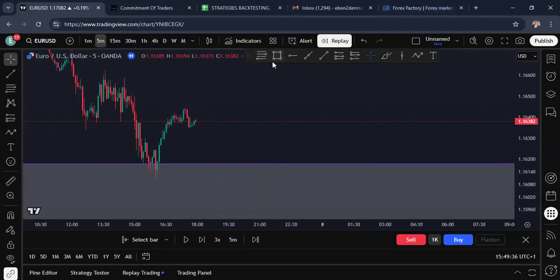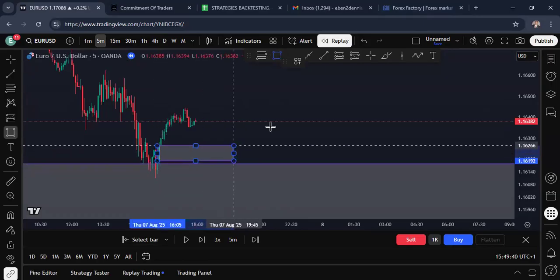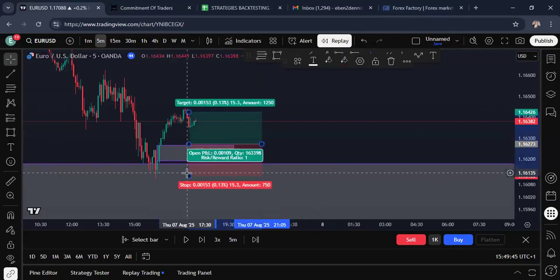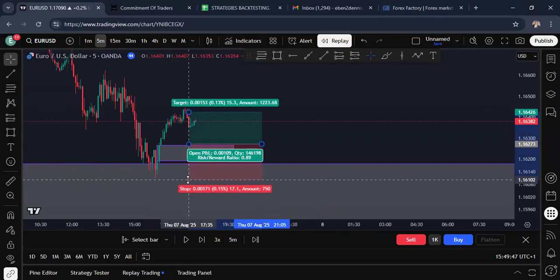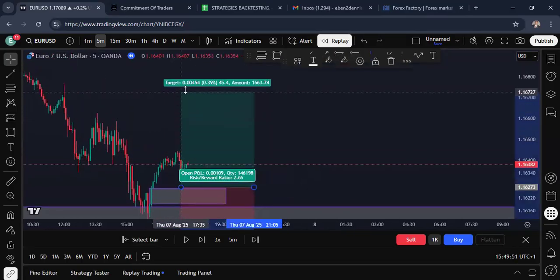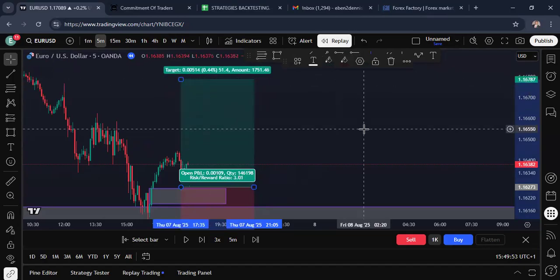So on the 5 minutes time frame, this is the test. We can see an FVG already here. This is the FVG. So we'll take our entry from here. We'll buy. We'll keep our stop loss below this low. And then we'll aim for a 1:3 risk to reward ratio. So this is a 1:3 risk to reward ratio.